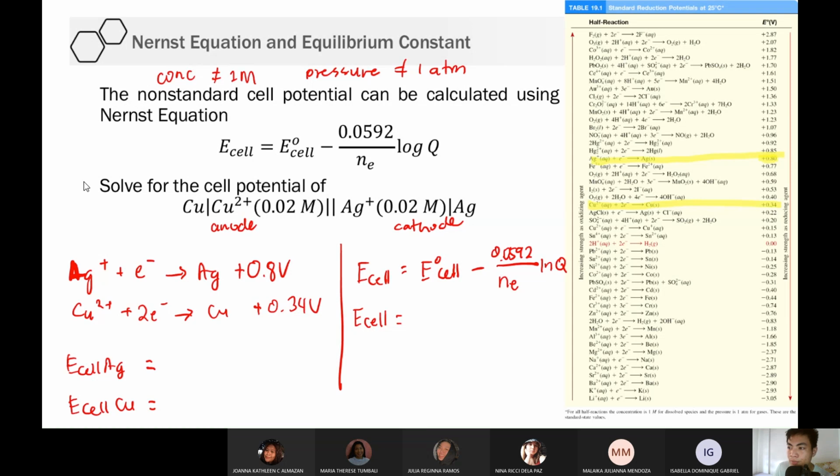Paano ko gagawin 'to? 'Di ba given na 'to? Okay? So this is given sa table. And yung standard potential daw ay 0.8. Okay? So pa-plug in ko yung dito. 0.8. Okay? So yan, 0.8 volts minus 0.0592 over ano yung mole ng electron. So yung n, that is the mole of electron.